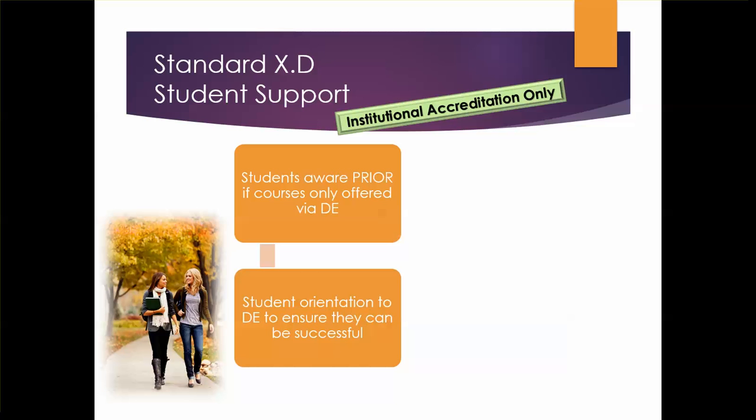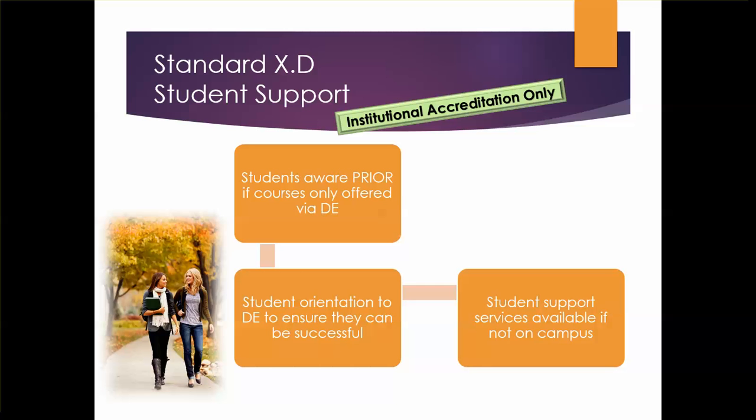And you need to make sure that the students are oriented to distance education and ensuring that they can be successful. Some programs may have a little assessment test to help students decide if they would succeed in distance education courses or not. That's when it's an option. If it's not an option, it's required. You want to make sure that you're providing satisfactory orientation.